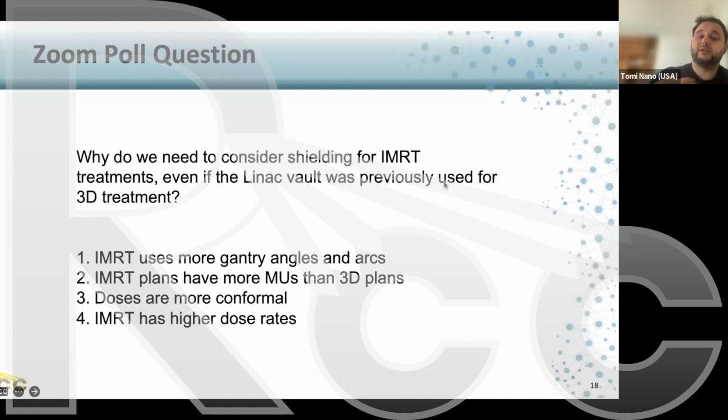Perfect. So the right answer is because IMRT plans have more MUs than 3D plans. When you have more MUs, your machine is on longer. So even though you're delivering the same dose at isocenter, you're going to have more scatter. There could be scenarios when your primary barrier is receiving, in a small area of it, that full MU. So that's the prime reason. The other options also have something to do with shielding and are important to consider, but mainly it's the increase in MUs. So we're going to be running the machine on for longer, is essentially the point.